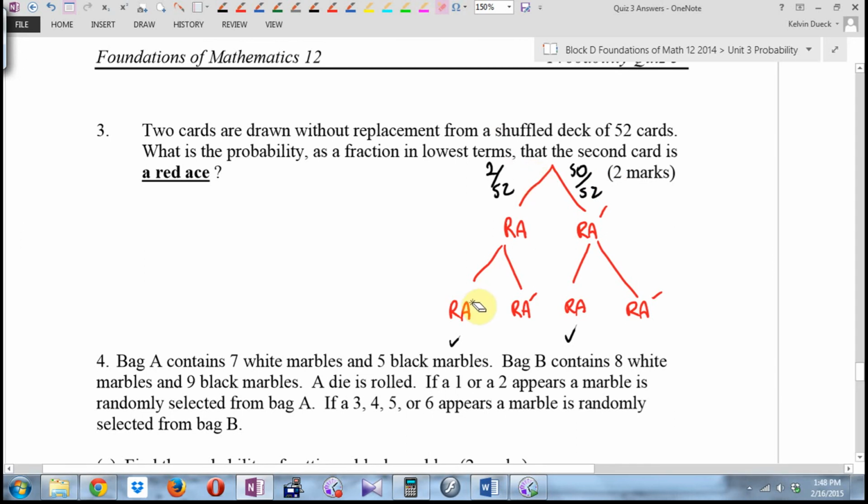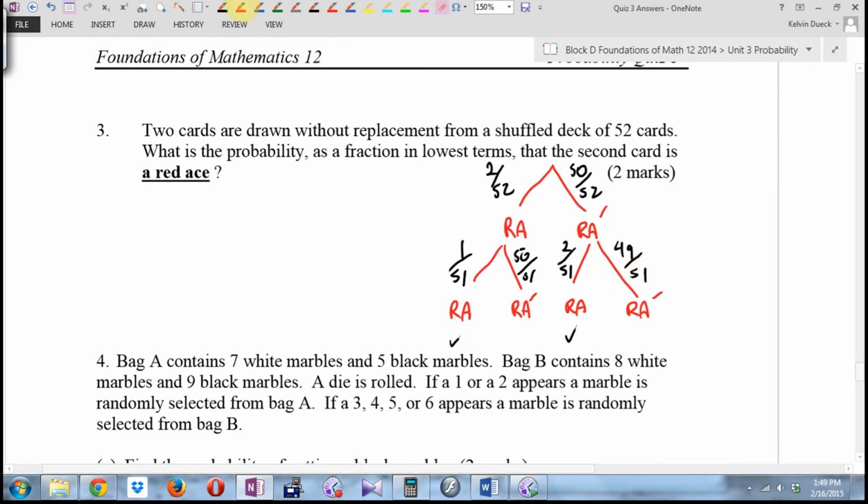How many red aces are now left in the deck? Out of 51. And it's going to be 50 out of 51. Down this branch, I didn't get a red ace. How many red aces are now left in the deck? 2 out of 51 and 49 out of 51. Are these 2 numbers different from those 2 numbers? That's because this is a dependent situation.